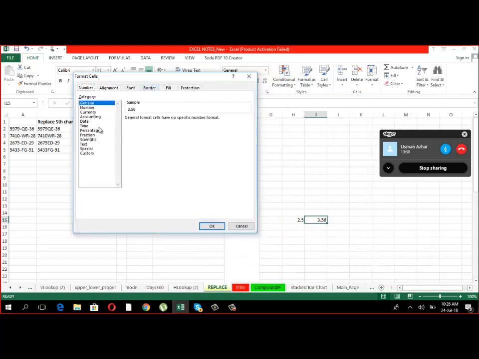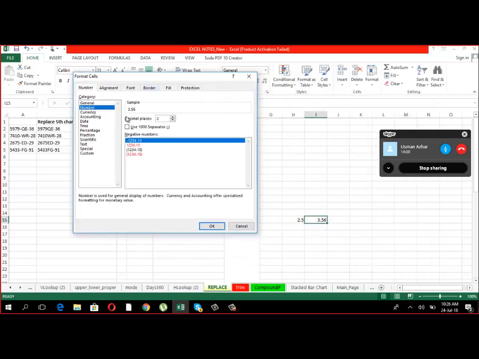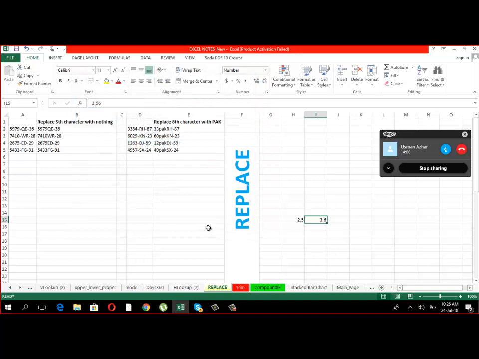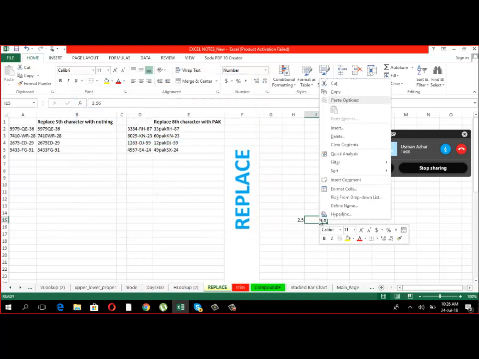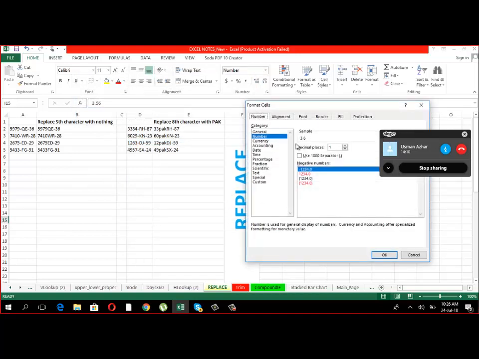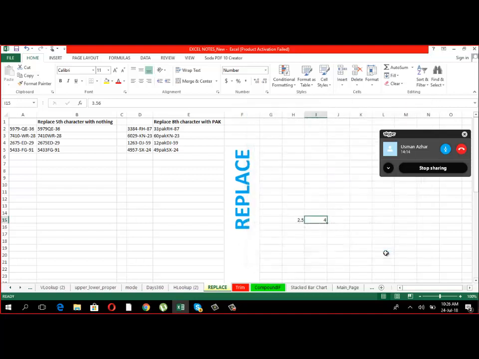And over here, if I say number, I want it to be one decimal place. It gives me this. And if I go into format and say 4 decimal places, it will give me this. You get the point. It was 3.6, right?